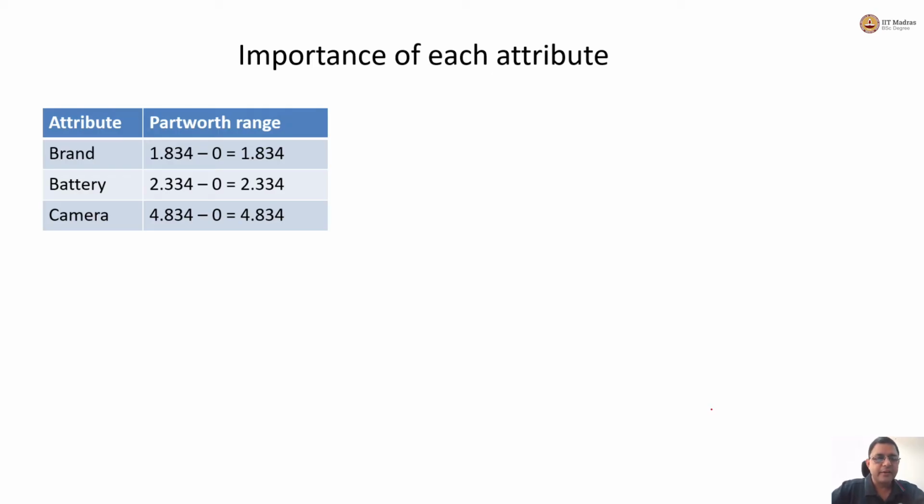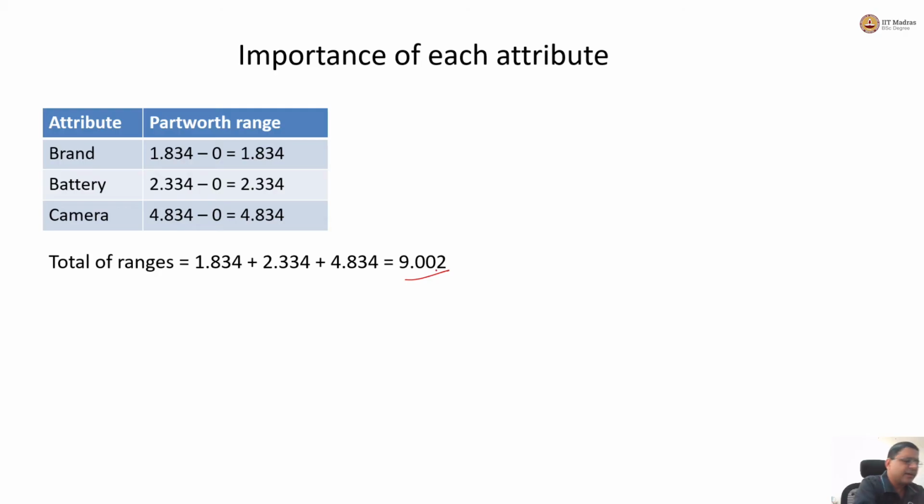So let us calculate the range. The attribute brand has a range of 1.834. Battery has a range of 2.334. Camera resolution has a range of 4.834. Let us add up the range data and we'll get the total of ranges, which is 9.0029.